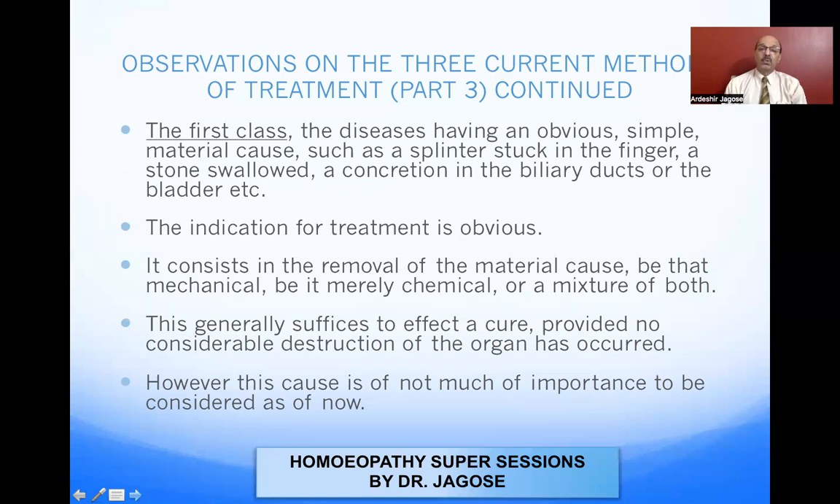So in the first class of disease, where the disease is material in origin, you have to remove the obstacle to cure. If a splinter is stuck in the finger, or if a bile stone is there, you have to remove it. This generally suffices to effect a cure, provided no considerable destruction of the organ has occurred. However, the cause is not of much importance to be considered as of now.